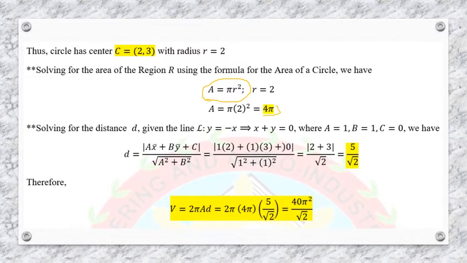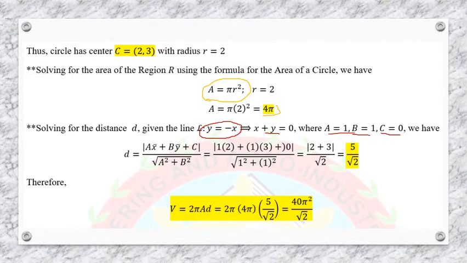Solving for the distance, right after ninyo masolve yung area at saka yung center of mass, solving for the distance. So, given the line, di ba dito siya nag-revolve sa line na ito, y equals to negative x. So, write this one in standard form. So, transpose lang natin si x sa left side. We have positive x plus y equals to 0, where a here is 1, and then b is positive 1 rin. And then, since walang constant, c equals to 0.